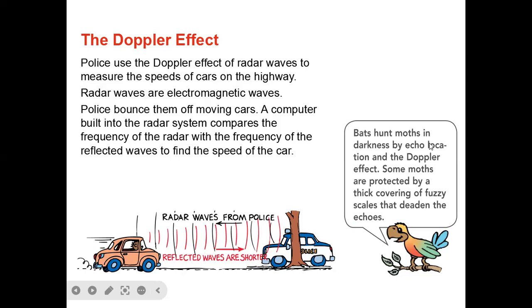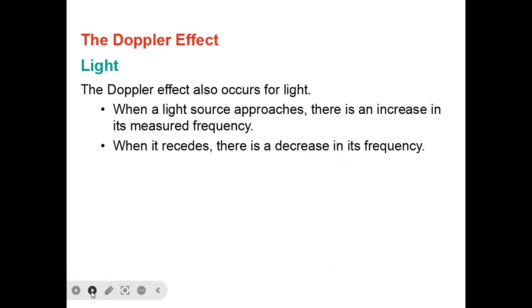Bats hunt moths in darkness by echolocation and the Doppler effect. Some moths are protected by a thick covering of fuzzy scales that deaden the echoes. This is a real example of the Doppler effect. In light, the Doppler effect also occurs. When a light source approaches, there is an increase in its measured frequency. When it recedes, there is a decrease in its frequency.